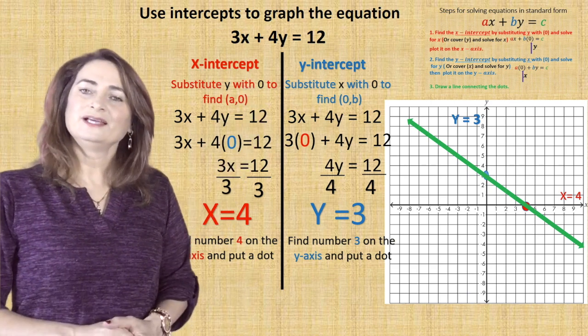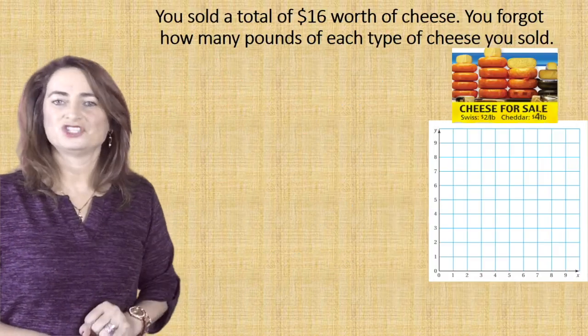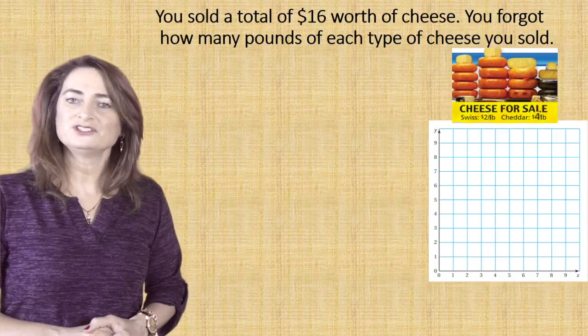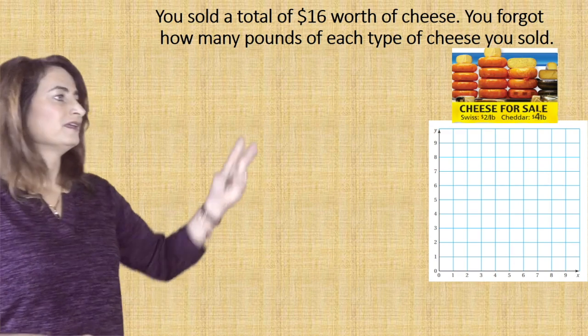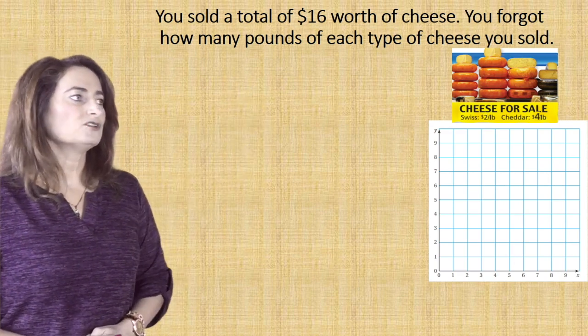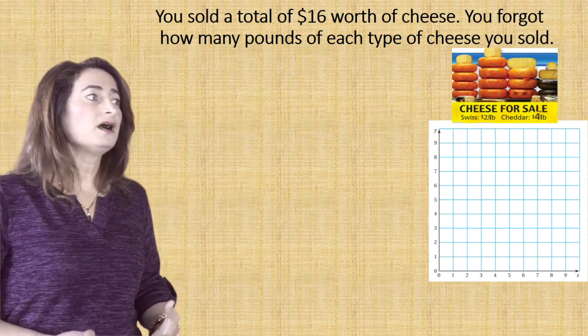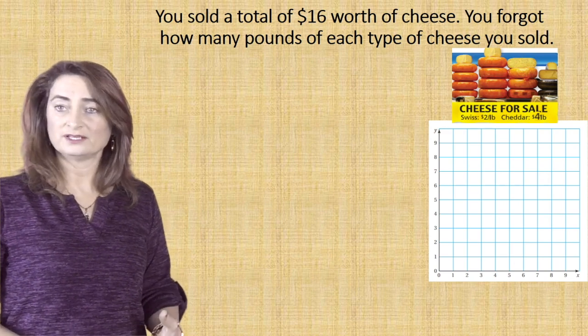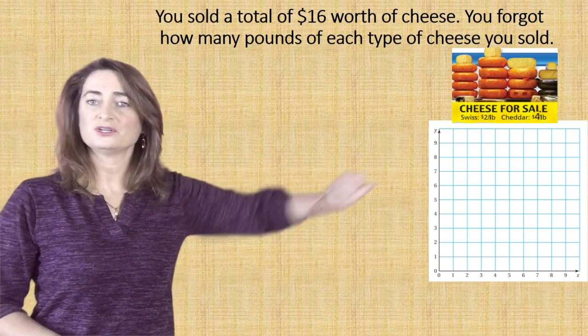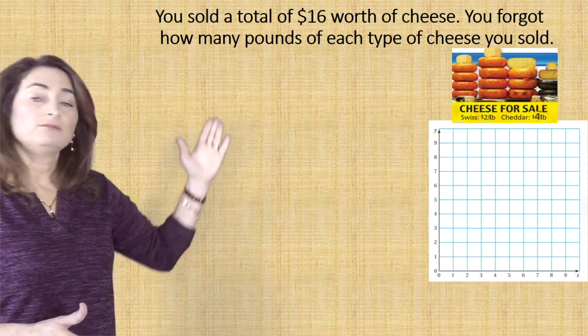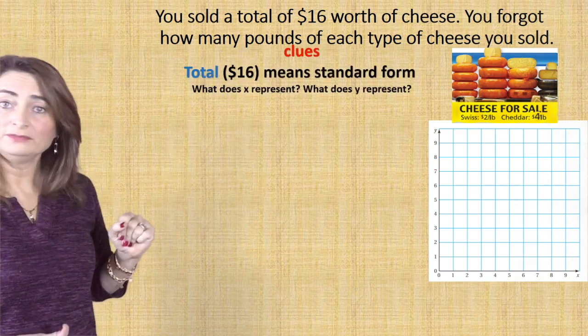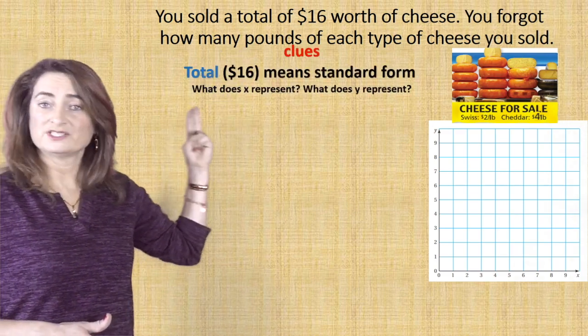Remember at the beginning of the lesson, we talked about buying two kinds of cheese. Let's see how we write that equation and graph it. You sold a total of $16 worth of cheese. You forgot how many pounds of each type of cheese you sold. Here's the graph, and those are the two kinds of cheese. My clue from the word problem is the total, which is $16.